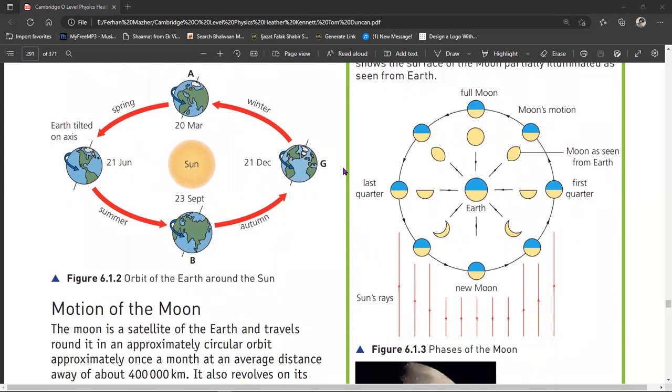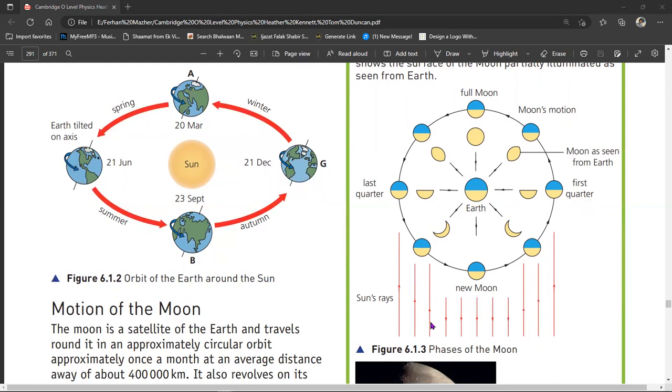So here you can see, this is the Earth. So these are the rays coming from the sun. So when the moon is here, it's totally dark. When the moon is here, you can see the quarter of the moon. And when the moon is here, you can see the full moon, and then is the last quarter. So these are the shapes of the moon which you will see from the Earth.